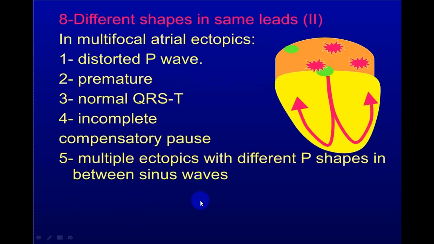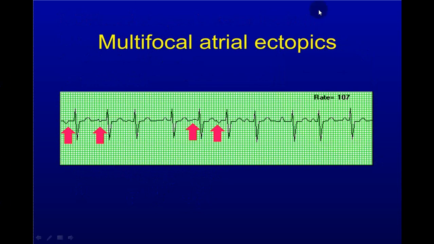Now we'll show you some other ECG which will show you the different shapes of P wave. Now if you see here, this P wave is different. This P wave is different. This is upright. This is upright. Again this is different. This all arrow shows a different P wave. And they are coming a little premature.